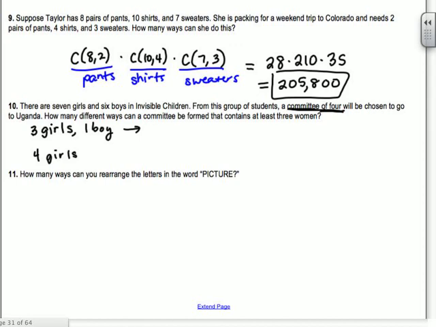So 3 girls and 1 boy. All right, so how many ways can I do this? So we're going to do 1 blank for the girls, 1 for the boy. How many girls did I have? 7. The order doesn't matter. I don't care which order they're selected. I'm just caring that I'm getting a group of students, right? So we're going to take those 7 girls and we're going to select 3 of them. So 7 choose 3.